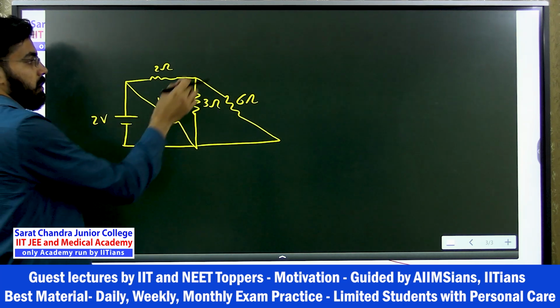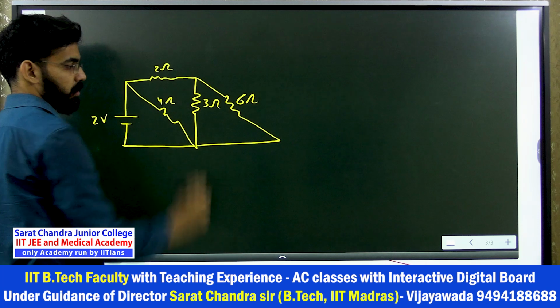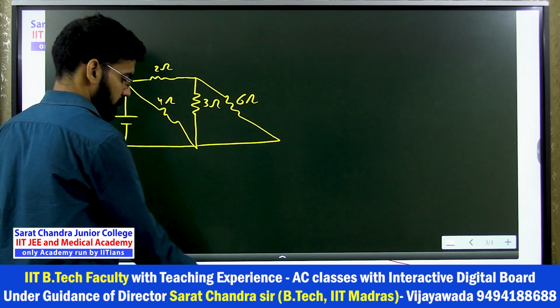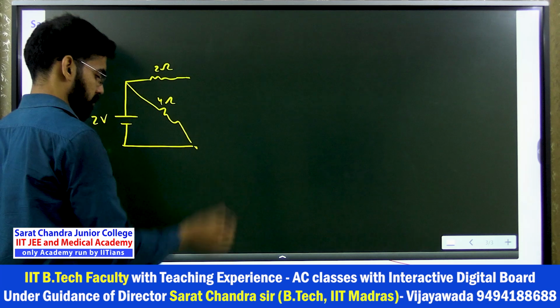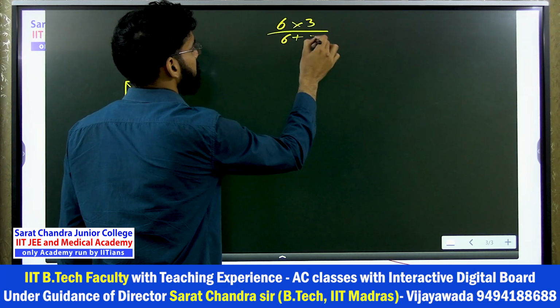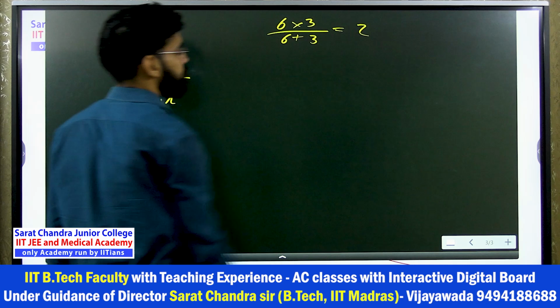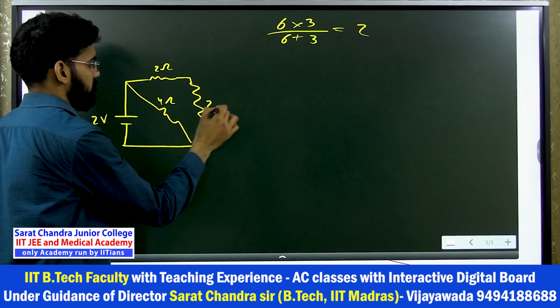Now if you see this, between this point and this is one point only, right? So 6 ohm and 3 ohm are in what connection? Parallel connection, right? So parallel connection, how much will you get? 6 and 3, so you can say 6 into 3 by 6 plus 3. So how much is this? 2, right? So here it will come 2 ohm resistance.